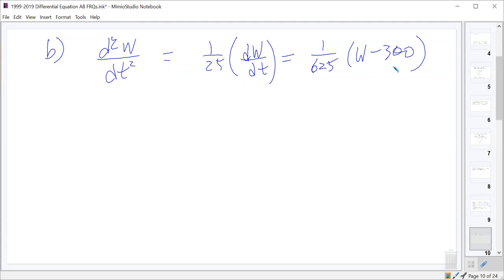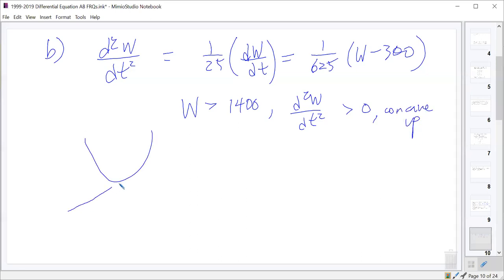And then we would determine that for all of our values, right? We know that w is always greater than 1400. How do we know it's always greater than 1400? We started at 1400, and it says in the initial problem that the function is always increasing. So we know w is greater than 1400, which means that the second derivative is greater than 0, which means that it is concave up. And if a function is concave up, the tangent line will be an underestimate. Everybody good there with that?